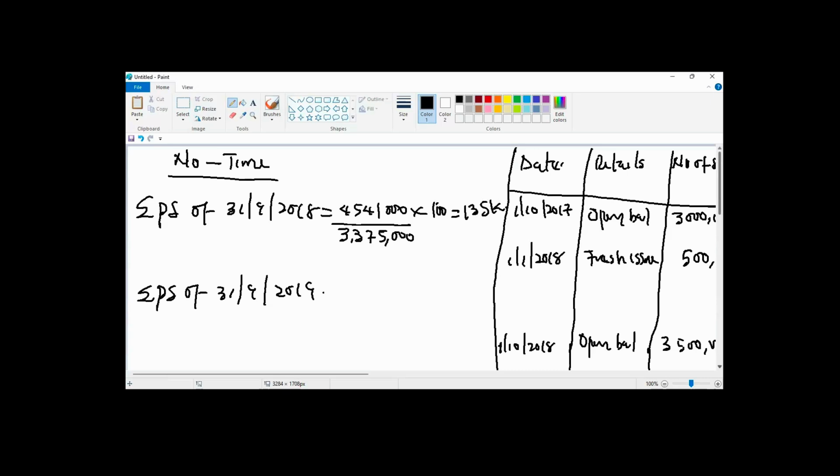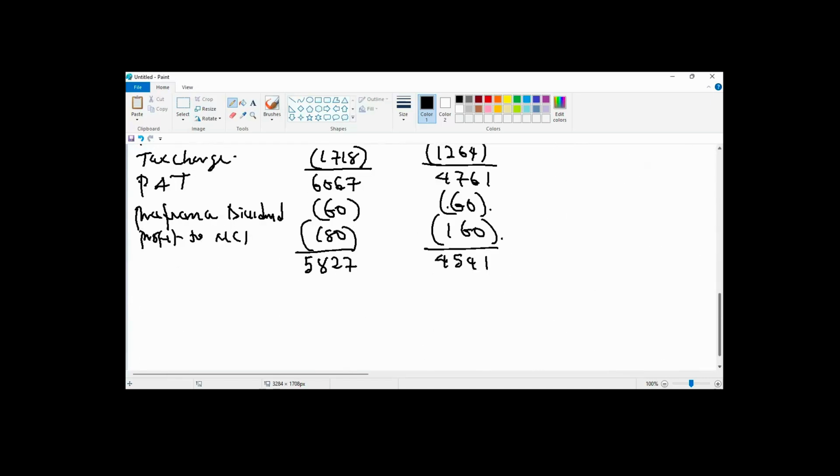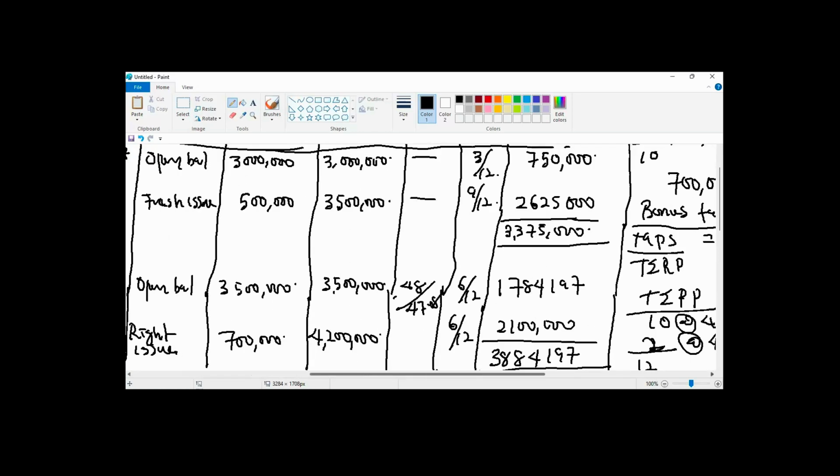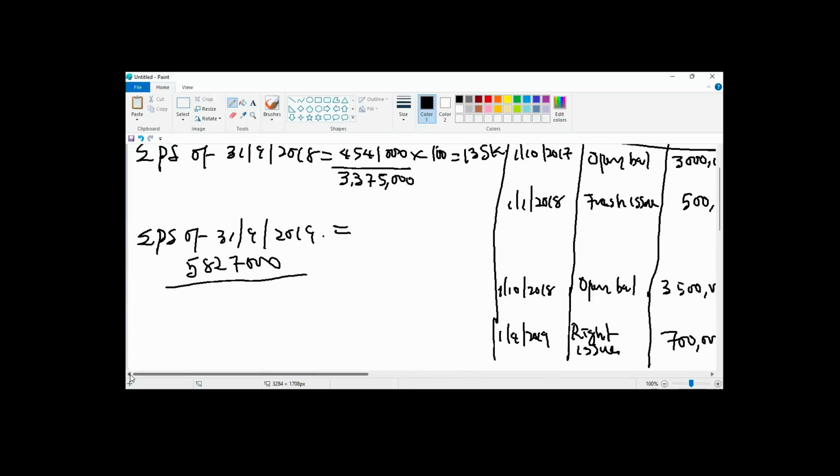Then 5827 divided by 3,884,197. 150 kobo. That is all.